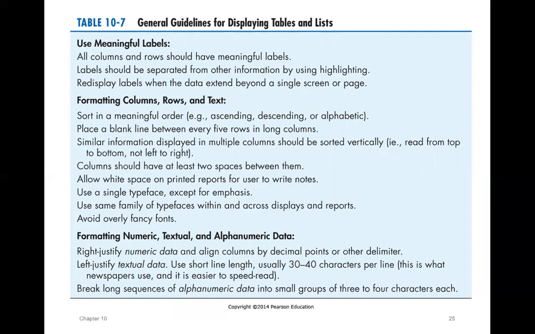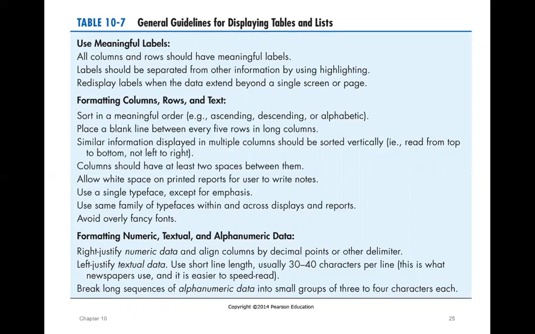Let's look at some of these in a little bit more detail. So sort in a meaningful order, ascending or descending or alphabetic. Doesn't matter what it is, as long as it makes sense and it's meaningful to the user community. Place a blank line between every 5 rows in long columns. That's a good idea. One I don't actually do very often, but I'm going to from now on.